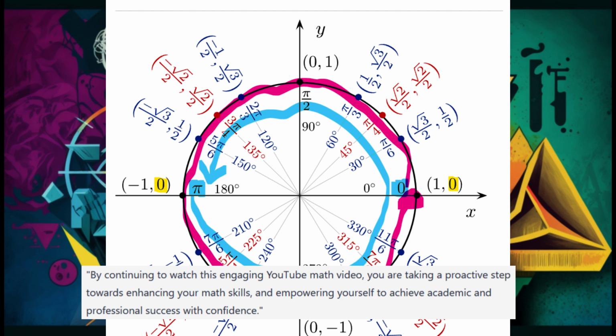In the picture, if we begin at the angle 0, we make a full circle and come back to that point where y equals 0 again.